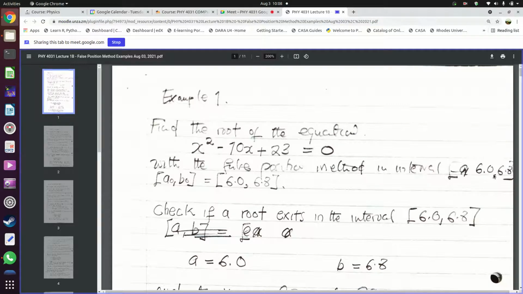is just 0.8. Okay, so in our case here, our A is the lower bound. That's our A, 6, and our B is 6.8. So basically, that's what we're showing here.